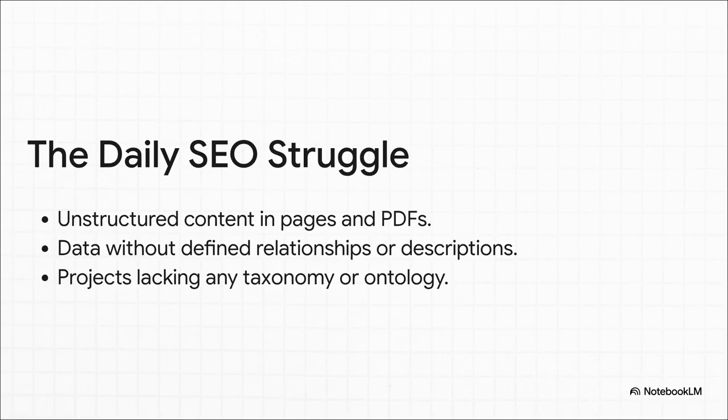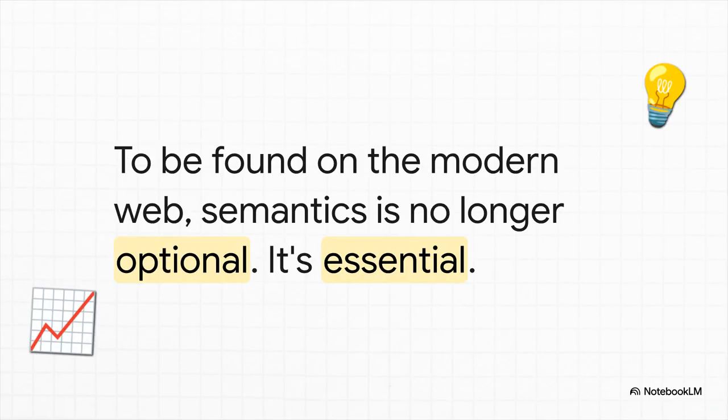And this is why semantics is no longer just a nice to have. It is absolutely essential. To get found on the web today, your content can't just be there. It has to be understood. It needs structure. It needs clear relationships. It needs meaning that a machine can actually interpret.